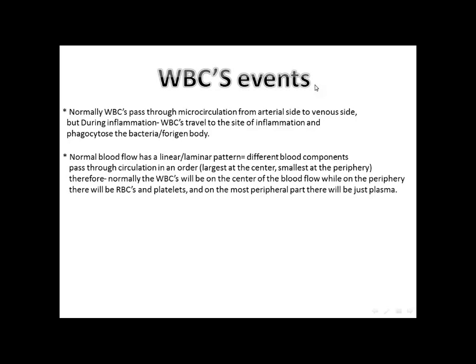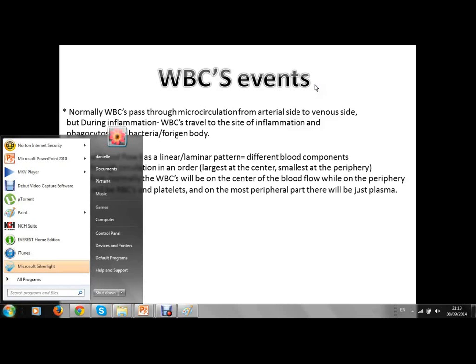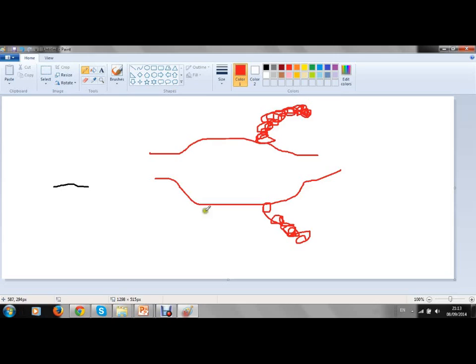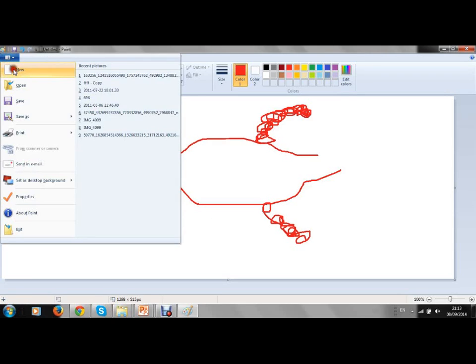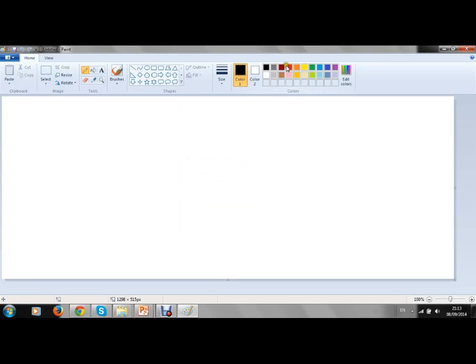Therefore, normally the white blood cells will be in the center because they are larger. While on the periphery we will have red blood cells and platelets, and on the most peripheral part we will just have plasma. So again, it's very basic. I don't think you even need a concept, but let's make a concept anyway.